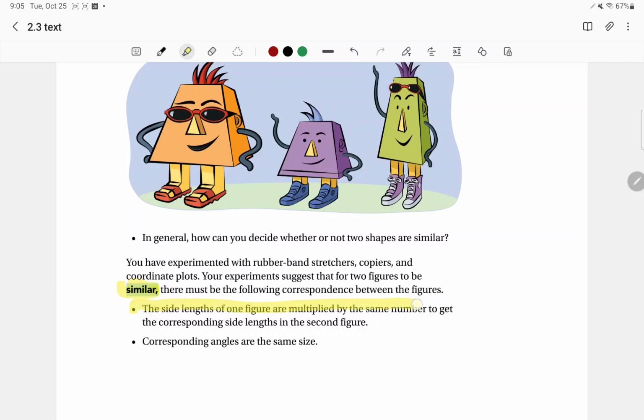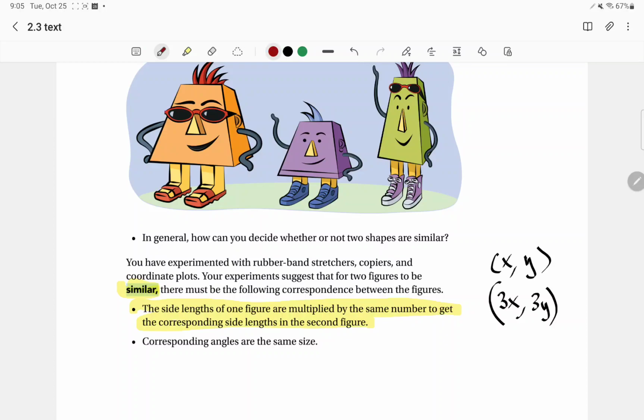The side lengths of one figure are multiplied by the same number to get the corresponding side lengths of the other one. So if you have this shape and it has all of these coordinates given to you as x, y, and it can be multiple coordinates, and you want to create a similar figure that is, let's say, 3 times the size, then you would multiply both your x and your y by 3. That grows it both horizontally and vertically.